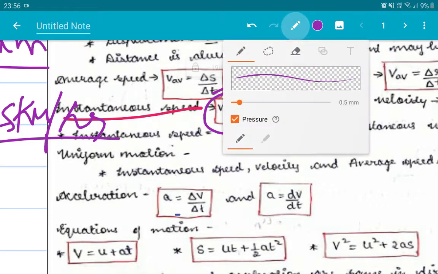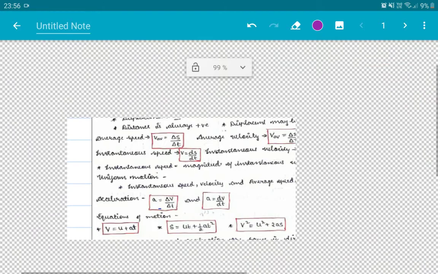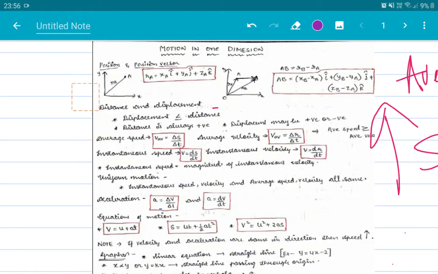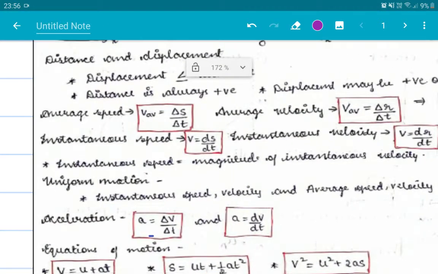So there is a point over here, again a very important point. Instantaneous speed is always equal to the magnitude of instantaneous velocity. So you said distance is different from displacement, but how is instantaneous speed and velocity the same? The magnitude is the same. How? That is very simple.